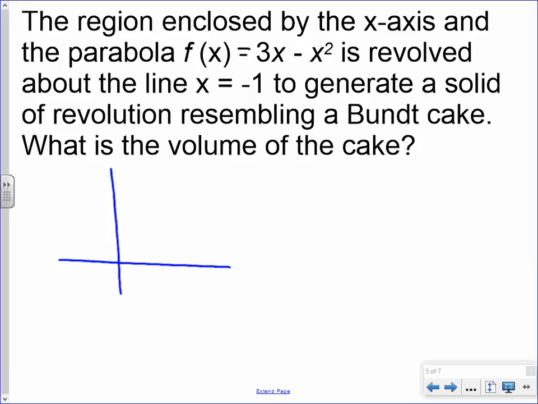The parabola 3x minus x squared, okay? It opens down. What else do we know about it? We have zeros of 0 and 3. And the x-axis is enclosing it as well. So that would be our region right there. And we want to rotate it about the line x equals -1.